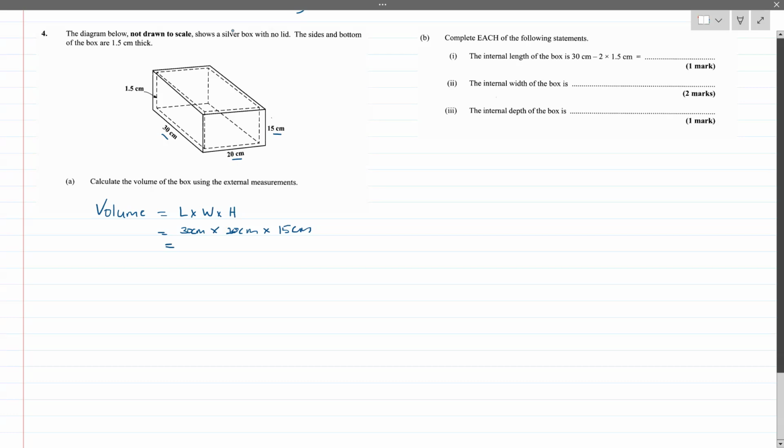Calculator here. 30 by 20 by 15. We have 9,000 centimeters cubed. Right? That's the volume of the box using external measurements. Complete each of the following statements. The internal length of the box is 30, so we have two lengths here, minus 2 by 1.25. Right? The internal length of the box. So I guess they want us to calculate this.